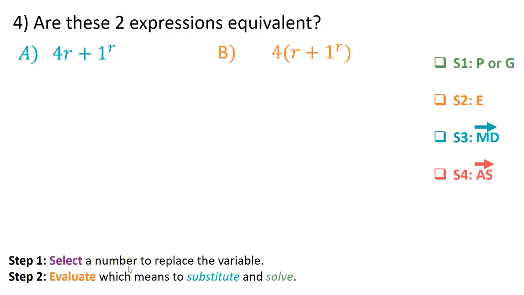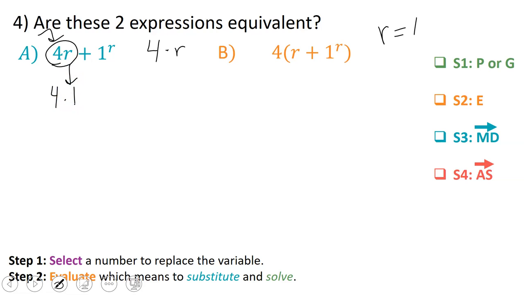So for this example, I'm going to plug in 1 the first time for the variable r. So wherever there's an r, I'm going to replace it with a 1. Now remember that this 4 is a coefficient, and the coefficient is the number being multiplied by the variable. So this really means 4 multiplied by r. So I am now multiplying 4 by, in this case, 1, because wherever there's an r, I'm going to replace it with 1. So even this exponent that's an r is going to be replaced with the value 1.